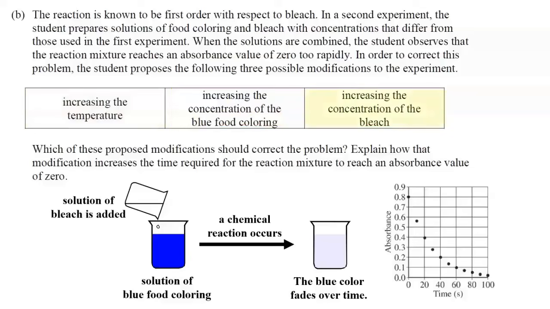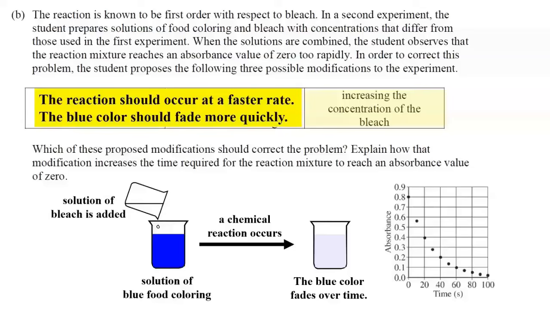Another thing that we could do as a possible modification is to increase the concentration of the bleach. But unfortunately, the bleach is what is causing the blue food coloring to fade away. So if we add an even higher concentration of bleach, then that's going to make the reaction happen more quickly. So again, that's not the problem that we're trying to solve. We're actually trying to slow it down, not speed it up. So increasing the concentration of the bleach would mean that that reaction will happen even more quickly, and that blue food coloring would fade away at a faster rate.